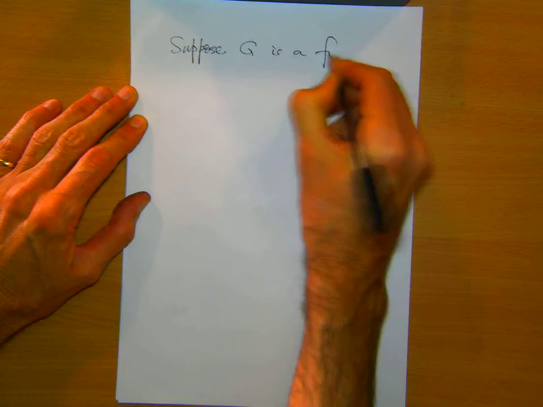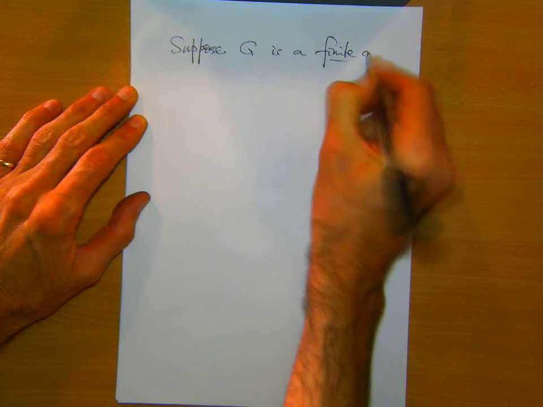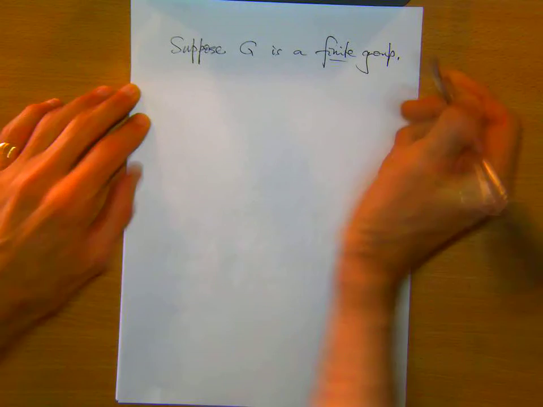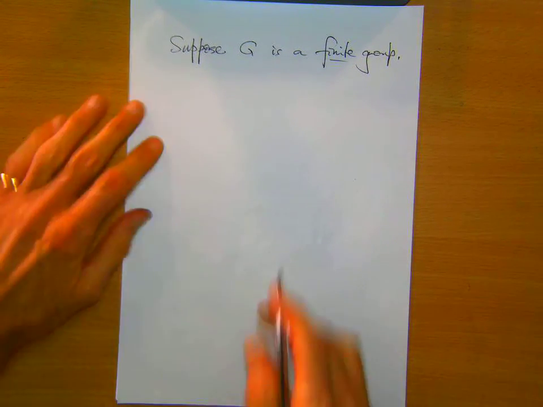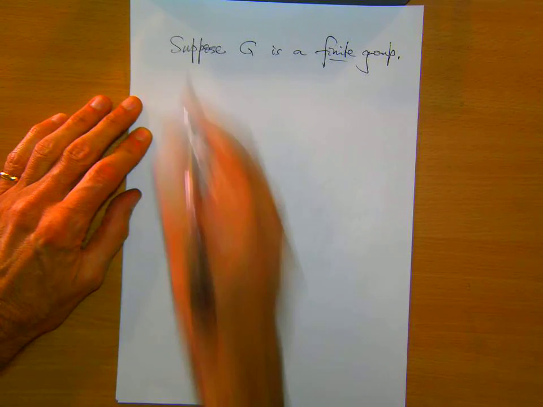So when I say G is a finite group, I mean that the underlying set is finite. And we've seen a few examples of finite groups. If it's not finite, we say it's infinite, and we've seen examples of infinite groups as well. So finite is just referring to the underlying set. You know what a finite set is, you know what an infinite set is, and we can use the same word for groups.